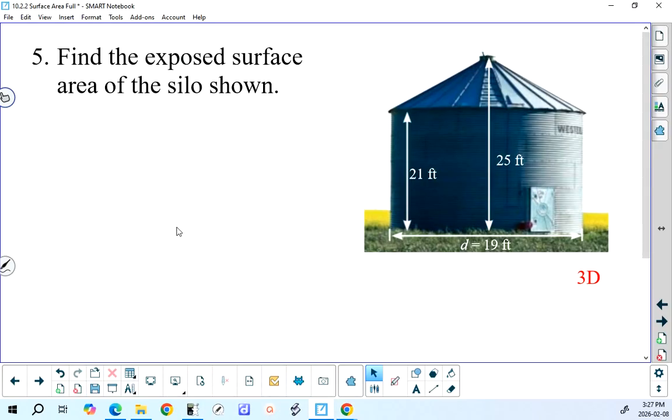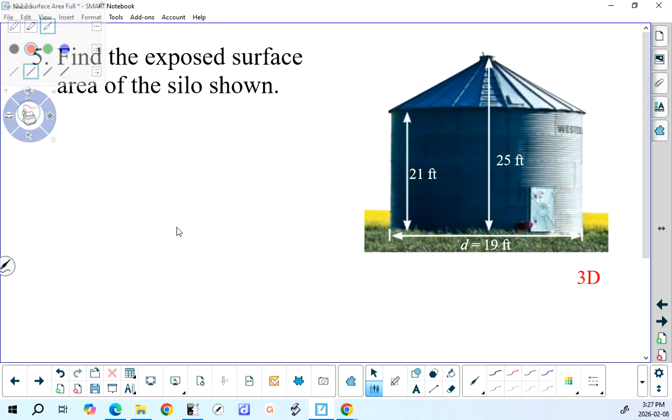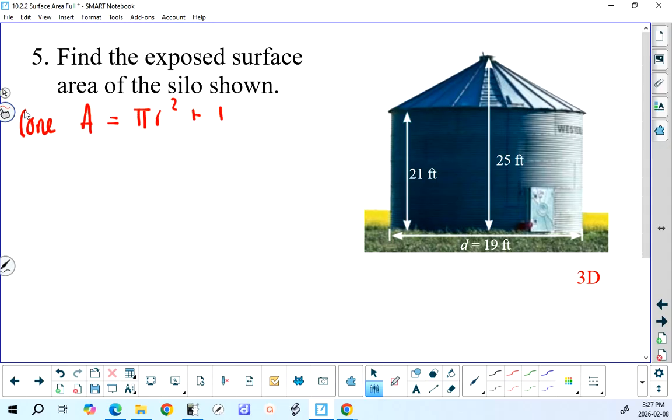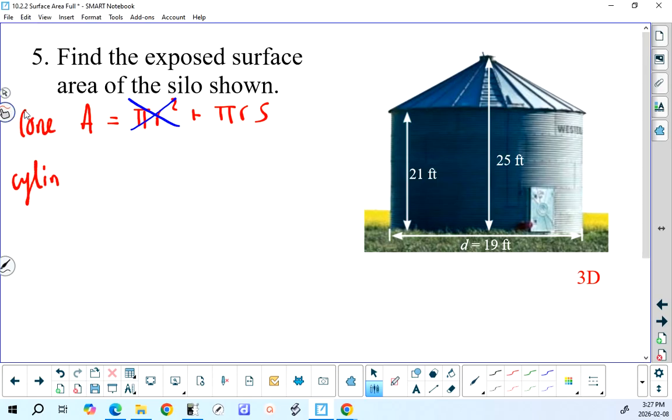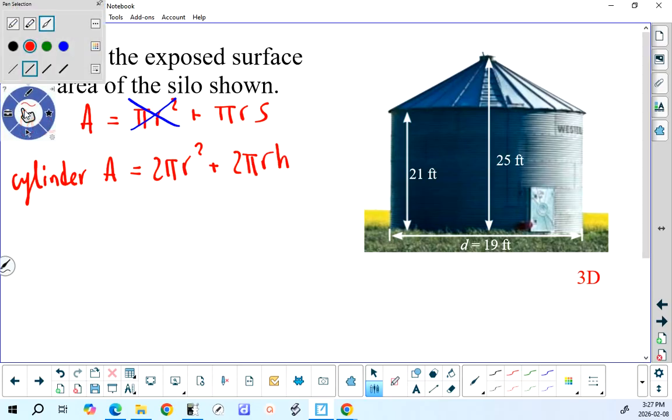So let's break this down now. For the cone, the area is pi r squared plus pi rs. However, we are not going to worry about the pi r squared because that's the bottom of the cone. For the cylinder, area is 2 pi r squared plus 2 pi rh. That's from your formula sheet, but we're not going to worry about the 2 pi r squared, which is the top and the bottom.